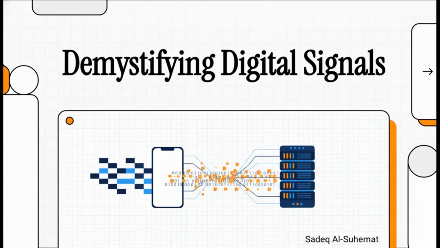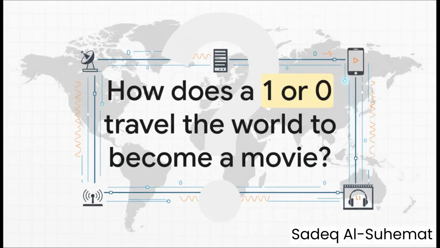You know, we're surrounded by this invisible language. It's literally what's zapping data from a server halfway across the world to your phone, letting you stream shows in crystal clear quality. So today, we're going to pull back the curtain and demystify that language, the digital signal. And really, it all boils down to a pretty simple question, but with a seriously cool answer.